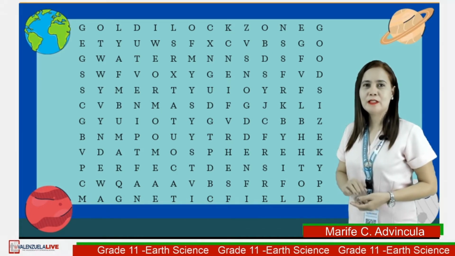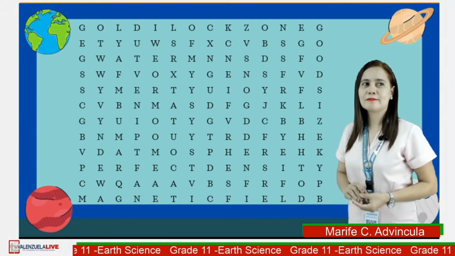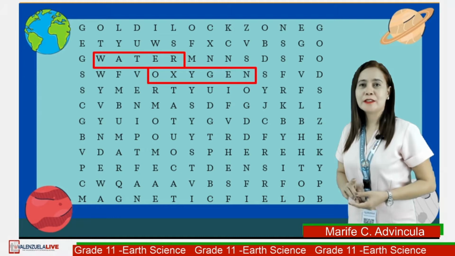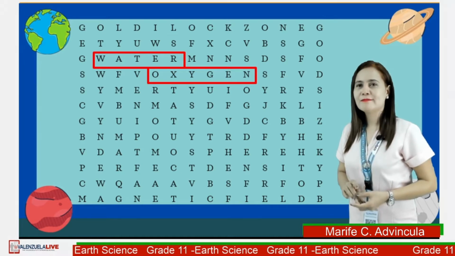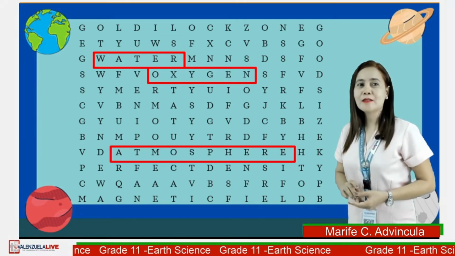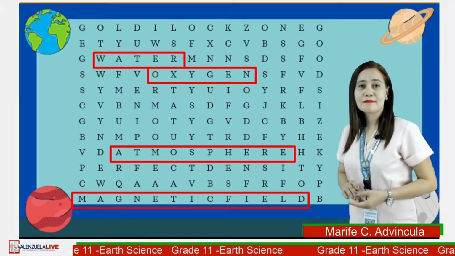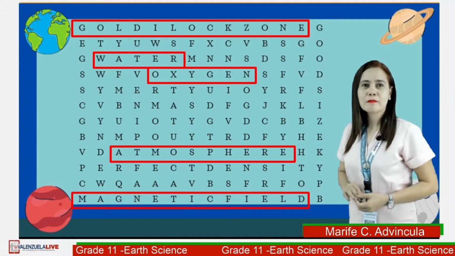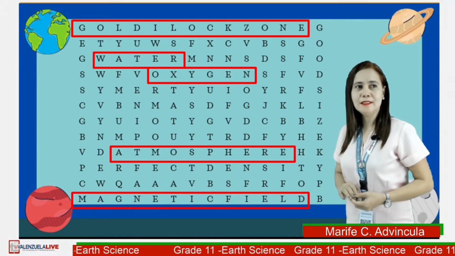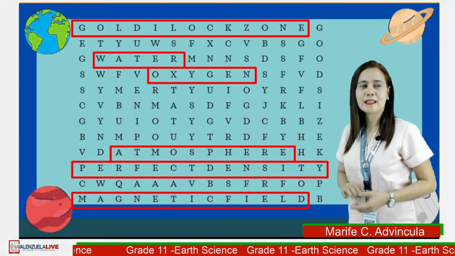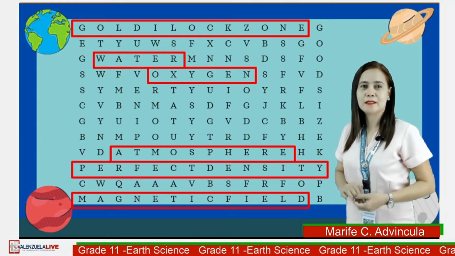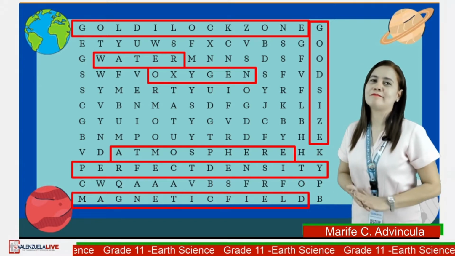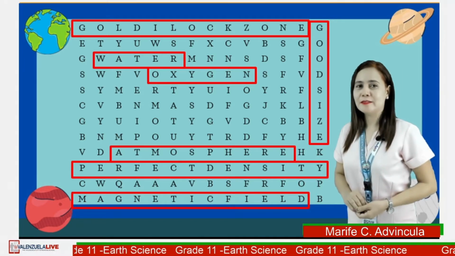What will be the first word that you can find? Okay, water. That's good. Another? Oxygen. Very good. Atmosphere. Goldilocks zone. Okay, can you find another word? Perfect density. Very good. I think we only have one last word. And that is good size. Okay, excellent. Thank you for your cooperation.